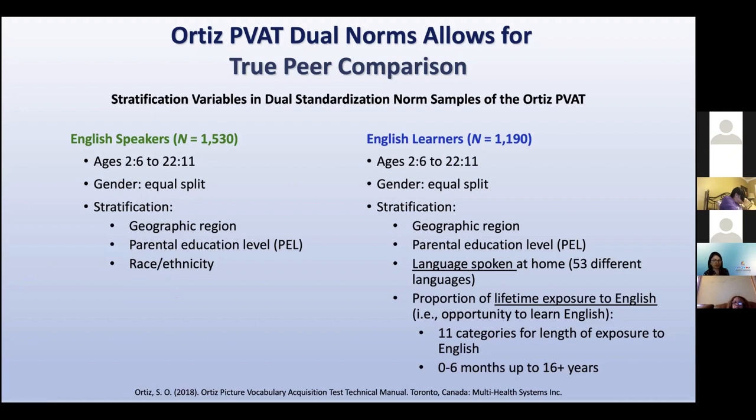What we want is to compare our child, how they are doing on this test, which takes 5 minutes to give, very short and fast, according to how many years they have been exposed to the English language. And you want to compare them not by race or ethnicity, but to all English learners. That's why the norms have been changed accordingly. And we have 53 different languages in this norm sample, so it's really, really broad.